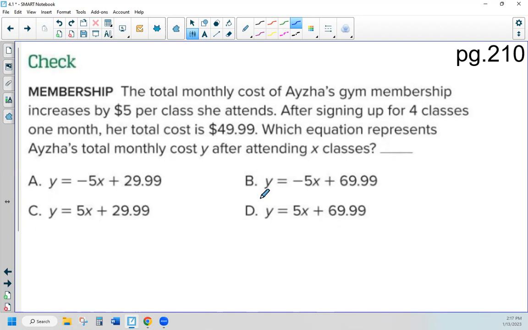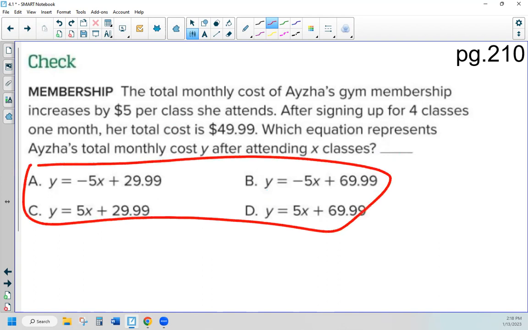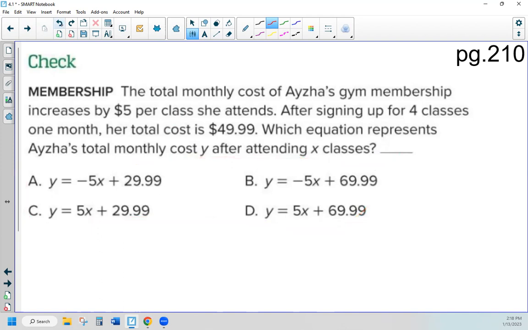Now, for this problem, you have 2 ways to attack it. One way is to use what's given to you, guys. You already have the answers given to you. So what you can do right now is use the idea of inputs and outputs. They're already telling us that she signed up for 4 classes and spent $49.99.